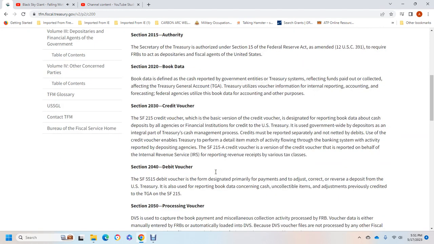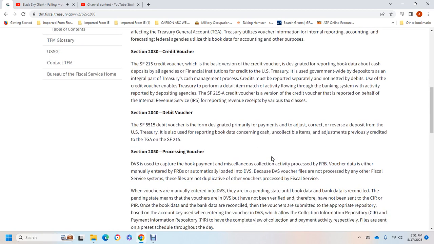Section 2030, Credit Voucher. Standard Form 215 Credit Voucher is the basic credit voucher designated to report book cash deposits of the agency, official, and institution for credit to the Treasury, using government-wide depositaries as an integral part of the Treasury cash management process. Credits must be reported separately and not netted by debits. Reporting credit vouchers only enables Treasury to perform detailed information matching of activity flowing through the bank system with the activity reported by the depositing agency. Standard Form 215A, the credit voucher version, is reported on behalf of the Internal Revenue Service for reporting revenue receipts of various tax classes.